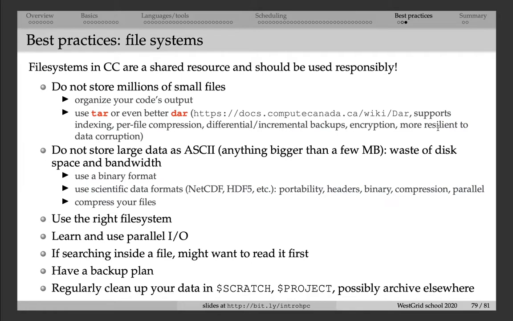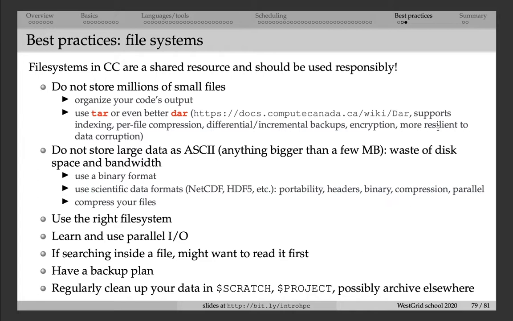If searching inside a file, you might want to read this file first. And the reason for this is because search will read lots of small chunks, and this is just not efficient with a parallel file system. So you might want to read the entire file first, load it into memory, and then search this file in memory. And that will be much faster than searching inside the file on the disk.